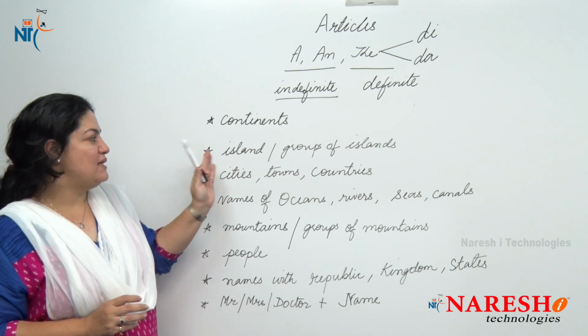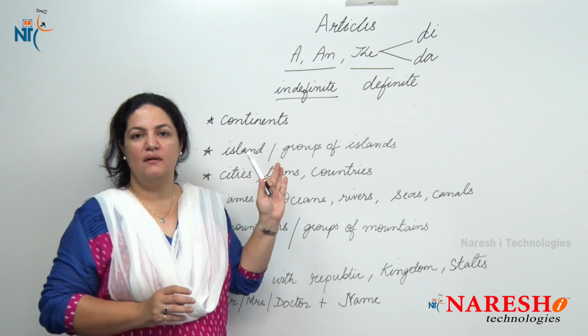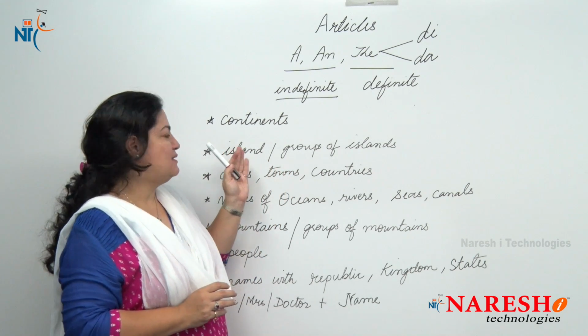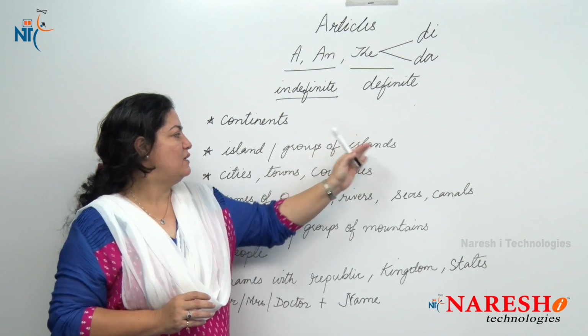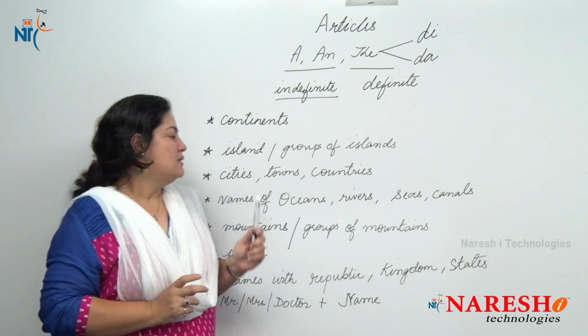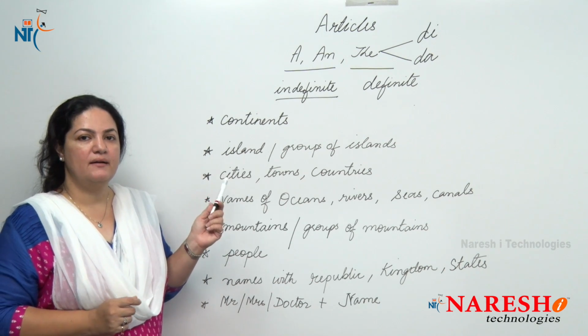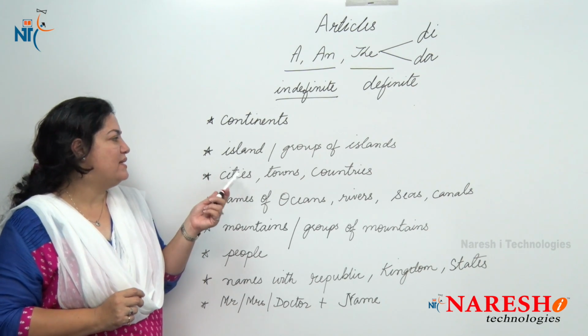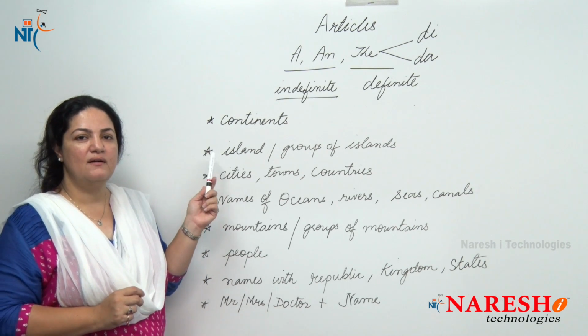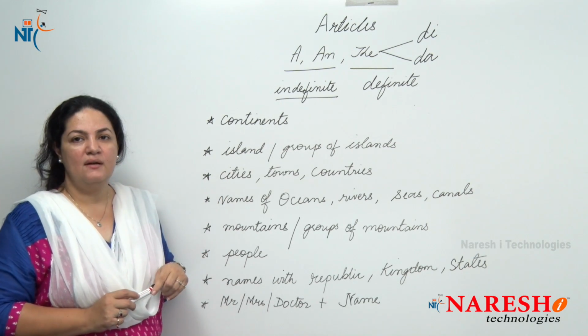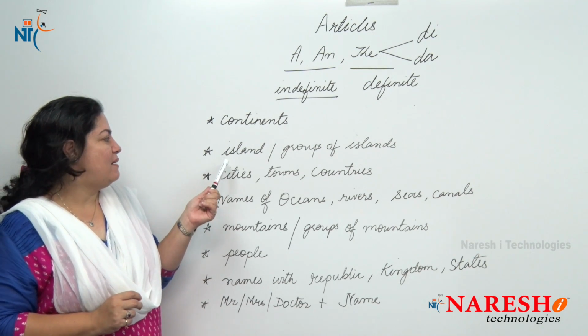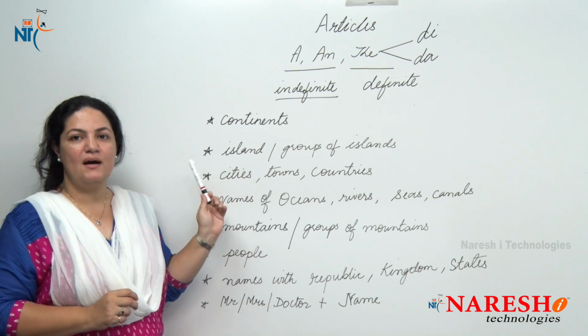Now when you are talking about islands, there are 2 rules regarding this. One is an individual island and one is a group of islands. Whenever we are talking about an individual island, we will not use the definite article the. So we say Bermuda or Tasmania or Sicily. All these are individual islands. So we will say Bermuda, Tasmania or Sicily without the.